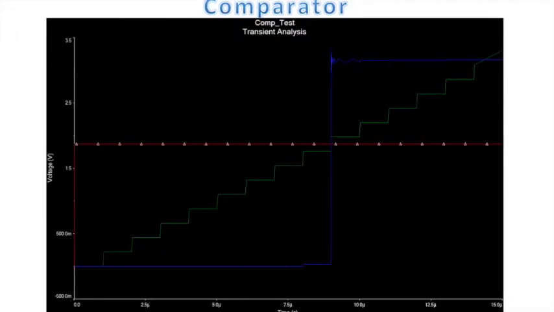The comparator is tested by feeding in a DC voltage as negative input and a piecewise stair voltage as the positive input. From the plot, when the red DC voltage is larger, the comparator output is low at ground. When the DC voltage is smaller, the comparator output is high at VCC.